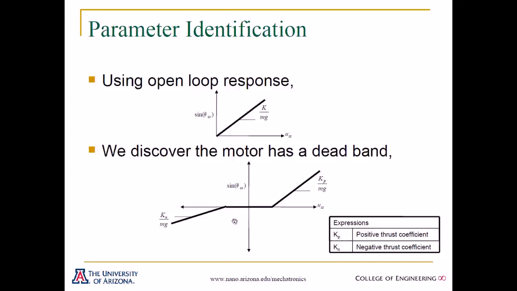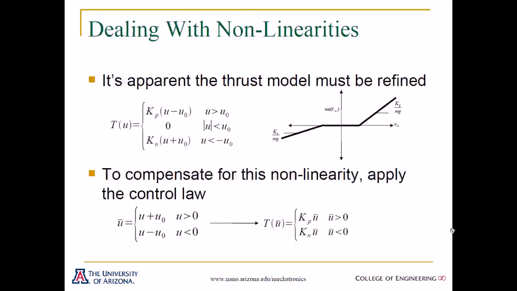They also find out that when they apply positive inputs, they obtain one value of the slope. When they apply negative inputs, they obtain a different value of the slope. This represents the difference in the efficiency of the propeller going forward and backward. To overcome the deadband phenomenon, students first need to write the proper expression for the thrust force as a function of the input voltage U, represented by this equation.